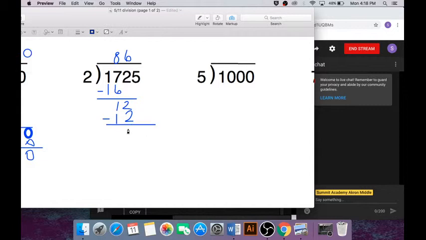Twelve minus 12 is 0, but we still need to bring down our 5 now. So now we need to see 2 times what gets us close to 5 without going over. That is 2. 2 times 2 is 4. And that leaves us with 5 minus 4, which is 1. So our answer is 862, remainder 1.